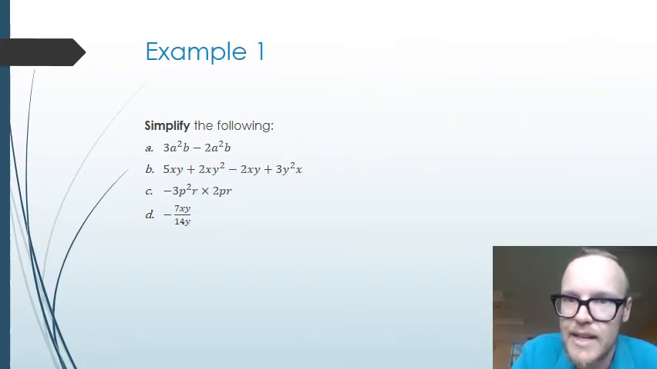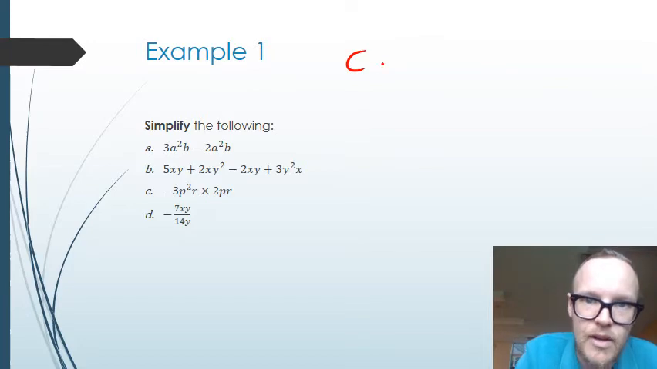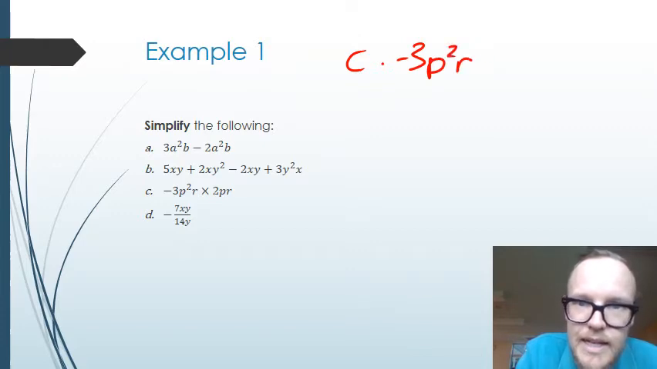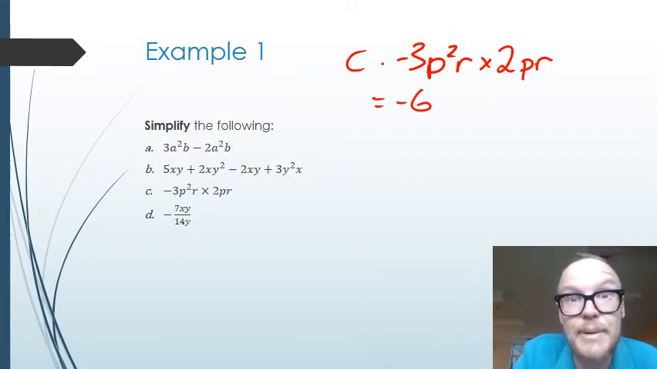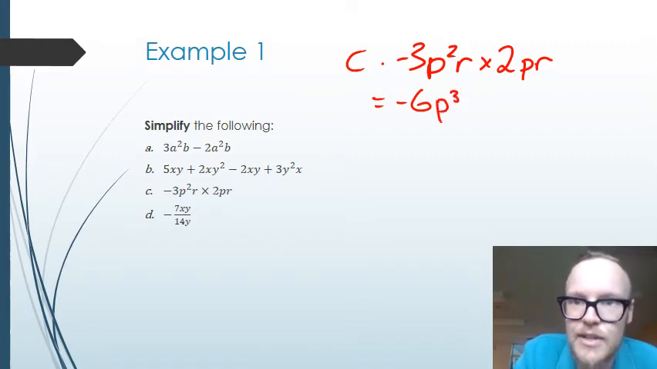So let's have a look now at example C. We've got negative 3p squared r times 2pr. And if we have a look at collecting or rearranging those, I've got the negative 3 times the 2, which will be negative 6. I've got p squared and then another multiplied by p, so that means I'm going to have 3 p's in total, so p times p times p is p cubed, and then I've got r times r, which is going to be r squared.